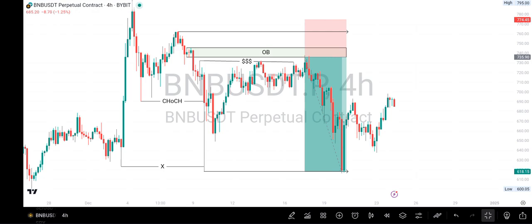So let's go straight to the video now. This is a setup I took on BNB. I took a shot on it from the supply zone there. Now I told you that if it is a supply zone, how do you get your order block in a supply zone?